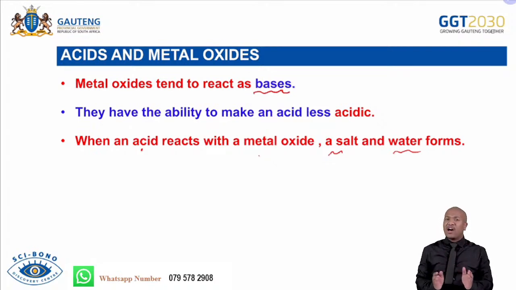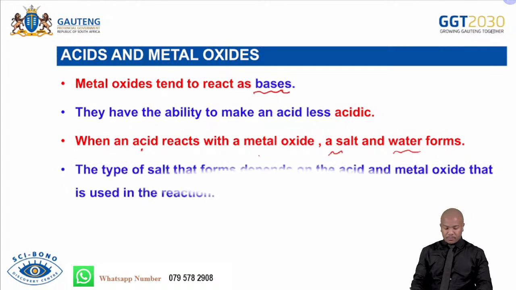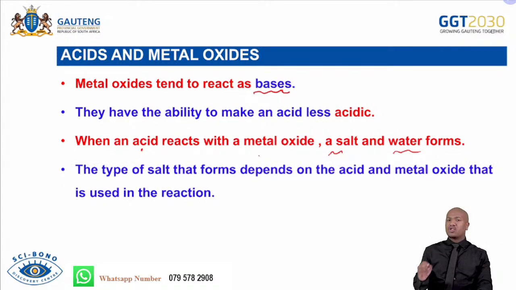The products that are formed at the end are a salt and water. Now, the type of salt that we're talking about here depends on the acid and metal oxide that is used in the reaction. Why am I saying so? Let's go back to our lessons.